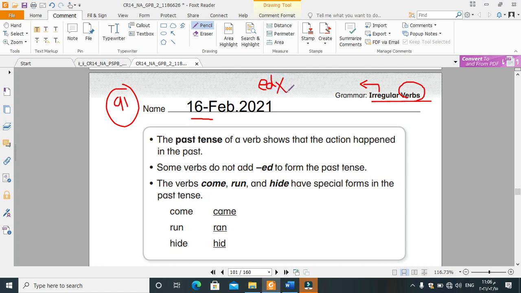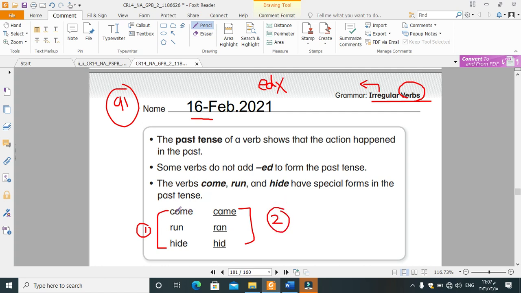So what should we do? We have different spelling for the verbs. Now we are going to have three verbs: come, run, and hide. Come, it will be came. Run, it will be ran. Hide, it will be hid. This is the present form, and this is the past tense form.